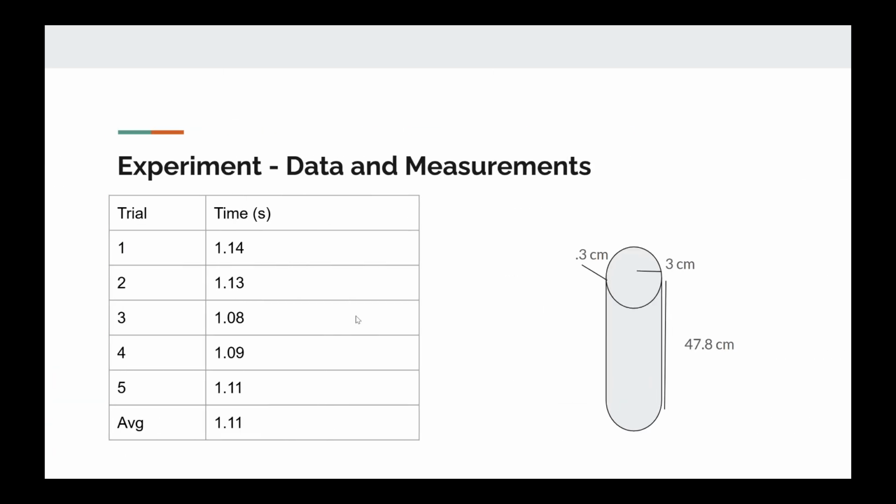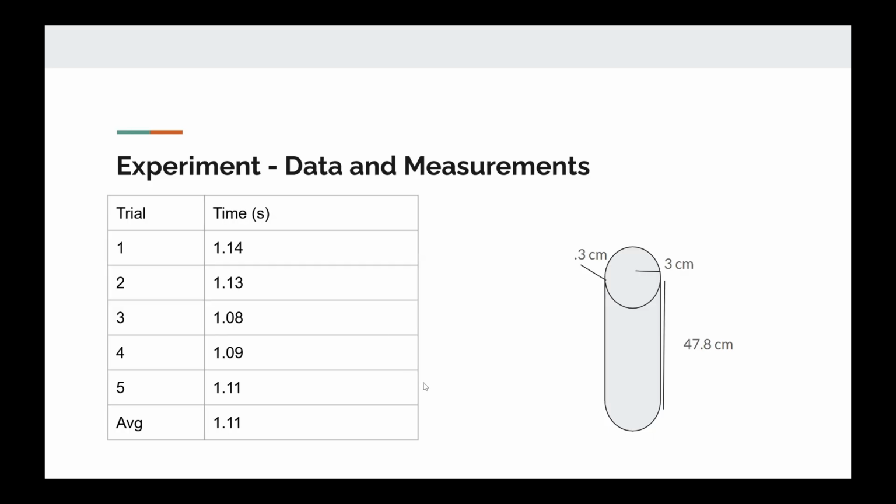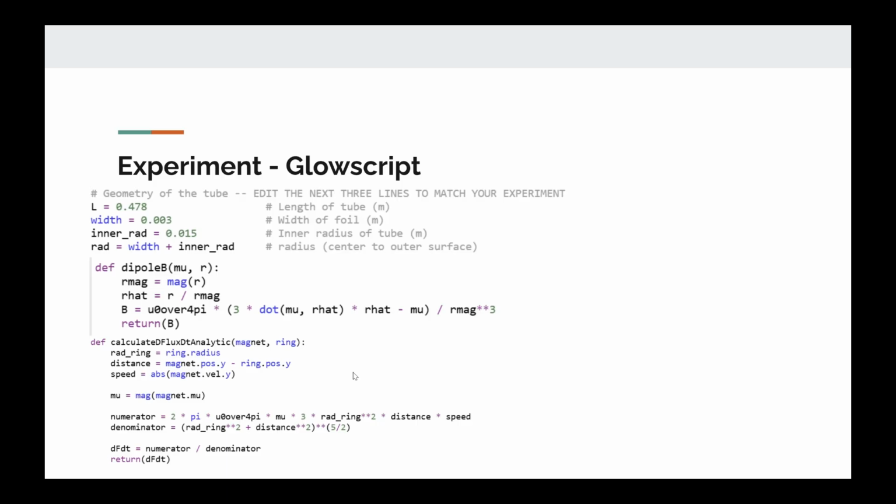The data was collected in the table on the left with an average of 1.11 seconds. Some other measurements collected from this setup were that the thickness of the aluminum tube was approximately 0.3 centimeters, the radius was 3 centimeters, and the length was 47.8 centimeters. These values were plugged into the GlowScript code that was created to simulate this experiment.